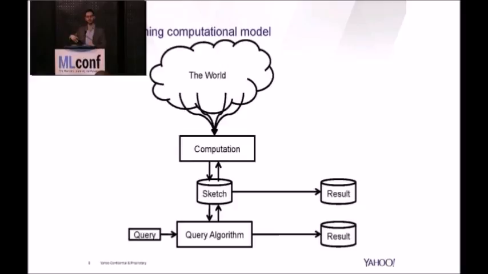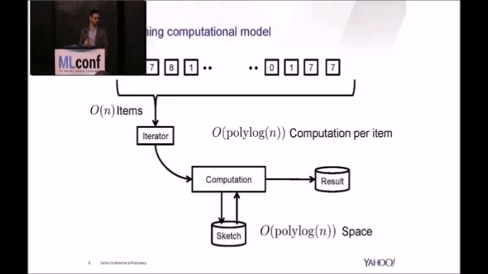Now, let me just say what the computational model is here. Essentially, instead of getting the data, you get an iterator for the data. You can just ask for the next data point. And your algorithm is limited to have either some fixed amount of memory or some polylogarithmic amount of memory in the length of the stream. And by the end of it, you have to either produce the result or produce the sketch, or both.